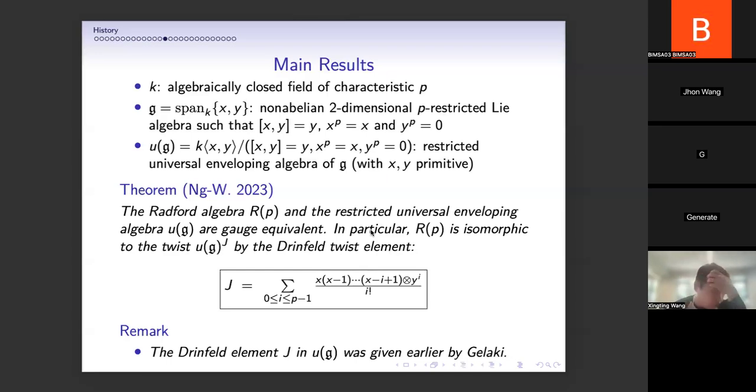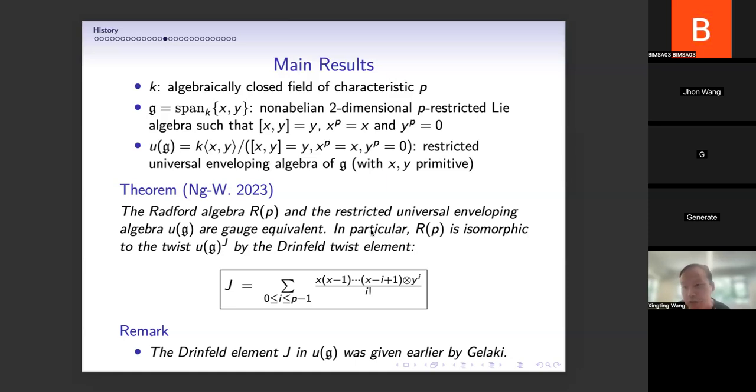One consequence is that we can prove the Radford algebra can be obtained from the Lie series restricted universal enveloping algebra by a twist, a Drinfeld twist. So let's consider the Drinfeld twist in U(g) expressed in the following way. You have expressions with the index i, if you look at the box over there, from 0 to p minus 1, and you take the one.